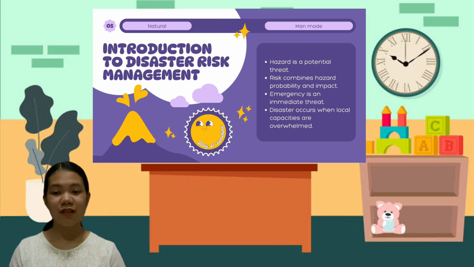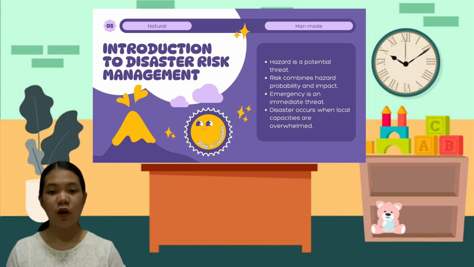Hazard. A hazard is a potential threat that could cause harm. For example, an approaching typhoon or a factory with flammable chemicals. Risk. Risk combines the probability of a hazard occurring with its potential impact. For example, a densely populated area near an active fault line has a high earthquake risk.